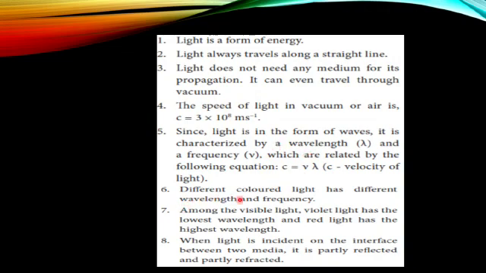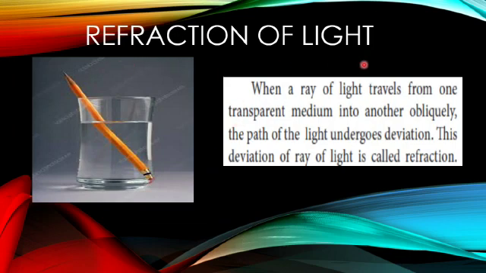Different colored light has different wavelength and frequency. We have so many colors in a rainbow, that is violet, indigo, blue, green, etc. All these colors have different wavelength and frequency. Among these, violet has the lowest wavelength and red light has the highest wavelength. When light is incident on the interface between two media, that is glass and water, it is partially reflected and partially refracted.